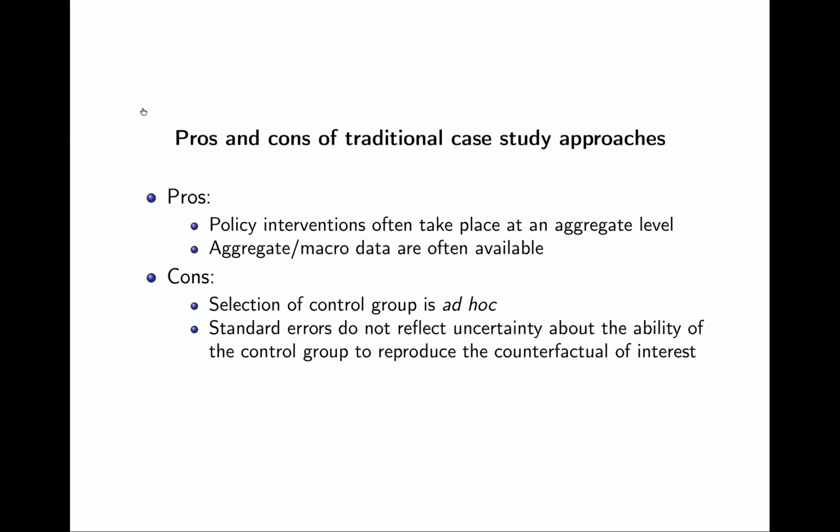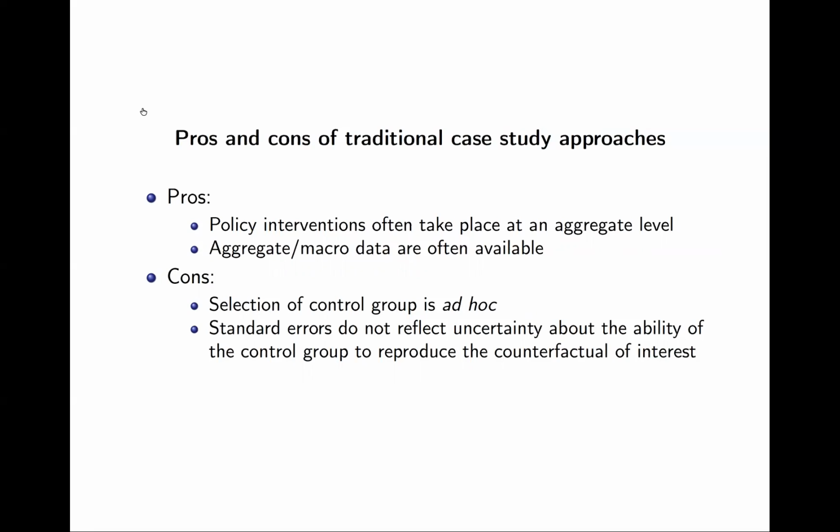But the cons, or the negative parts of it, is usually in those studies we didn't have a way to pick our control groups that was principled, meaning grounded in an objective, impartial rule. Selection of the control group was usually chosen by hand, right? You just said, oh, I think I'm going to pick these 5 countries. I'm going to pick this neighboring country.